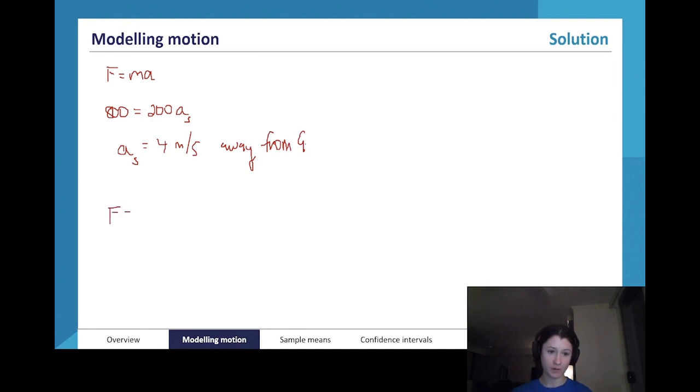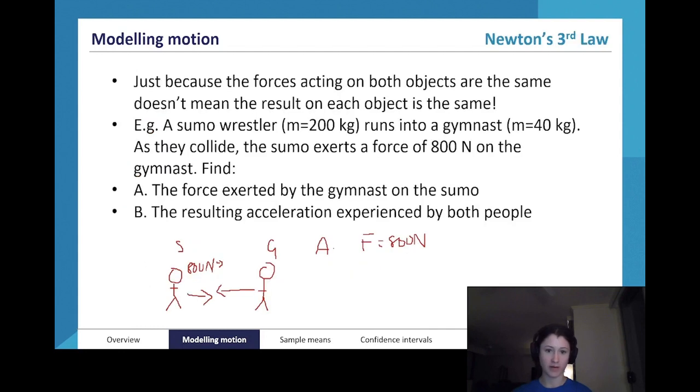Applying this again for our gymnast, we're going to have 800. Her mass is 40, and this gives us an acceleration of 80 divided by 4, which gives us 20 meters per second squared away from the sumo wrestler. We don't actually have the directions, I don't believe. No, just that they're running into one another, so we can't provide whether it's left or right or up or down or whatever. And the force exerted by the gymnast on the sumo will just be, I guess, towards the sumo.